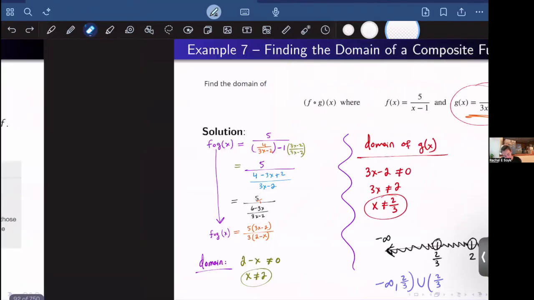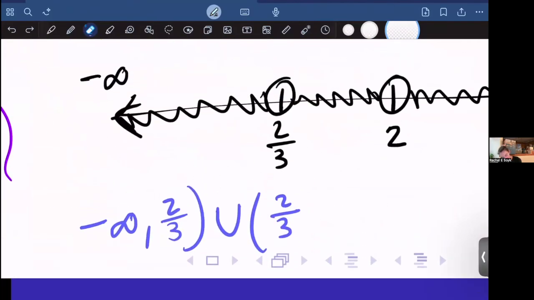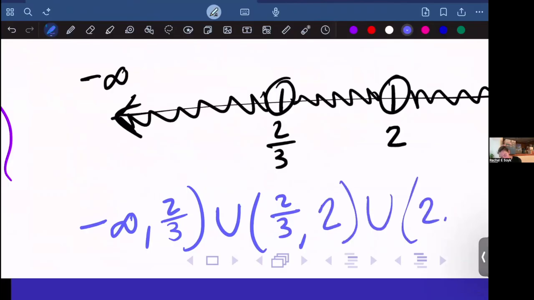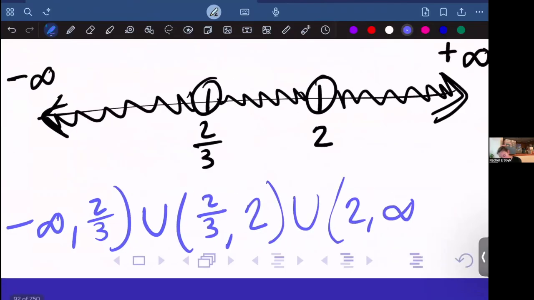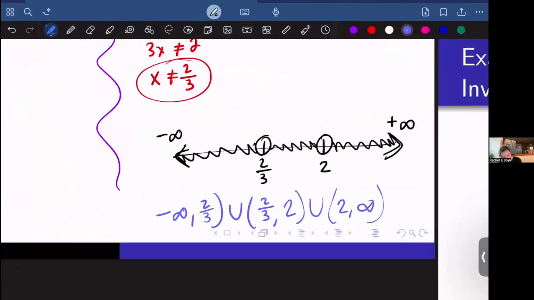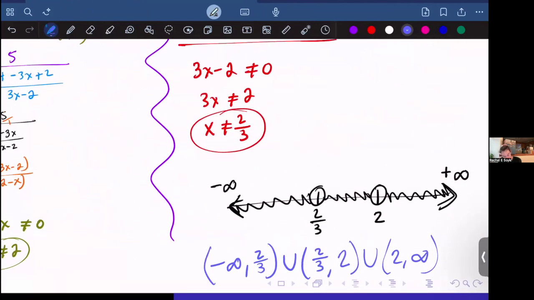My iPad just spazzed out for a second. All soft brackets because we are not including those end values. And then union 2, comma, positive infinity. And that's it. This is our domain of f of g of x. We're done.